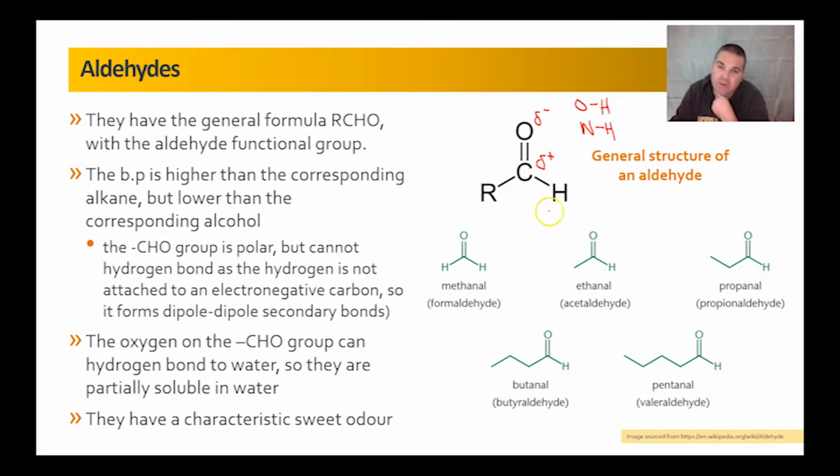Now dipole-dipole bonding is weaker than hydrogen bonding, so what that means is that when this aldehyde bonds to another aldehyde molecule, it's going to be held together by weaker secondary bonds than the alcohol. So the boiling points of our aldehydes are lower than the corresponding alcohol. So the boiling point of methanal is lower than methanol. The boiling point of ethanal is lower than ethanol.